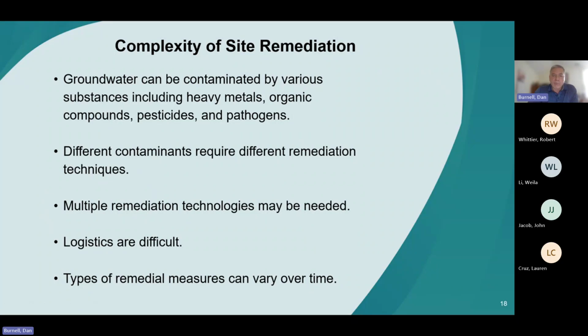And some sites are rather remote, and so it might be difficult to get equipment to those sites. And these cleanups can take decades. And so over that period of time, as we monitor the cleanup, there might be different remedial measures that may have to be designed and performed as part of the cleanup process.